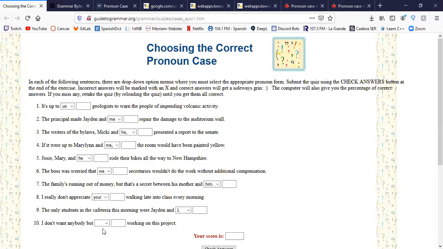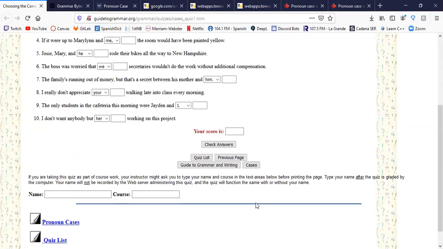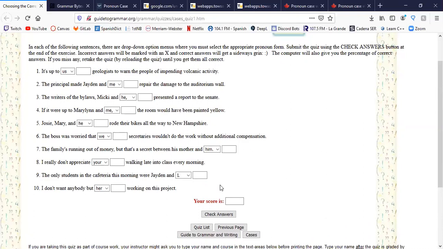Number 10, I don't want anybody but blank working on this project. So which one is it? She or her? Again, pause the video and think about the answer. Okay, so the answer here is her. I don't want anybody but her working on this project because her is the object of the verb want. I don't want her. I want her. I want her working on this project.